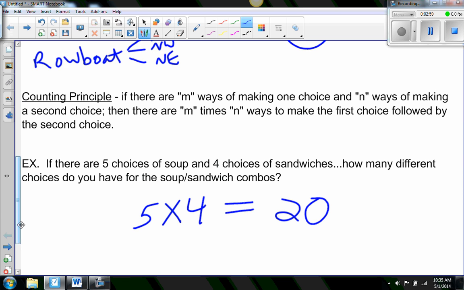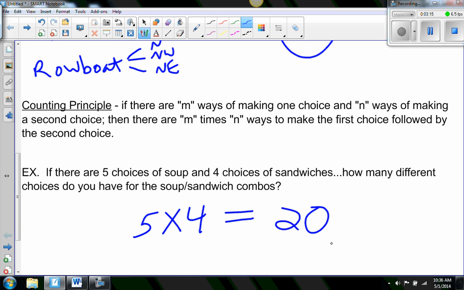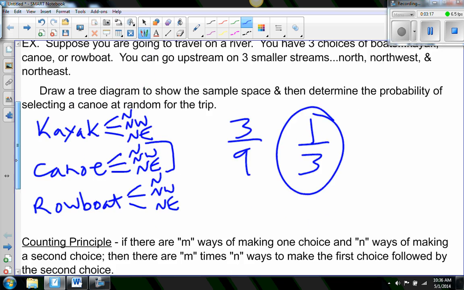You could do tomato, vegetable, chicken noodle, and I can't really think of 2 other ones, but you could have 5 choices of soup and 4 sandwiches coming off of each one, and it would end up being 20 choices. This is just a shortcut you can take for that. So bring that knowledge with you.